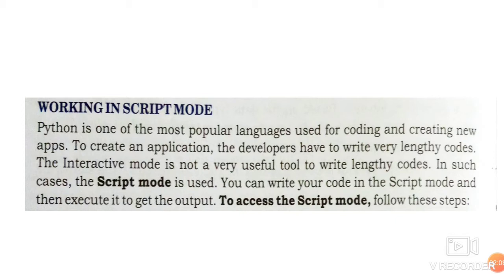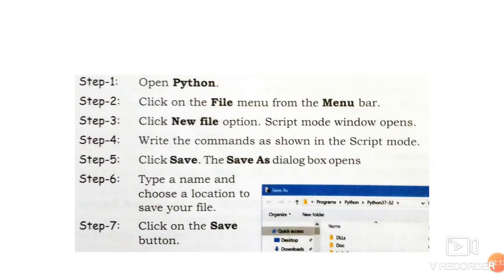To access the script mode, follow these steps. If you want to use script mode, there are certain steps. First, open Python, click on the file menu from the menu bar. Then click on new file, and the script mode window will open. Write the commands as shown in the script mode. I will also show you the practical execution of the script mode.